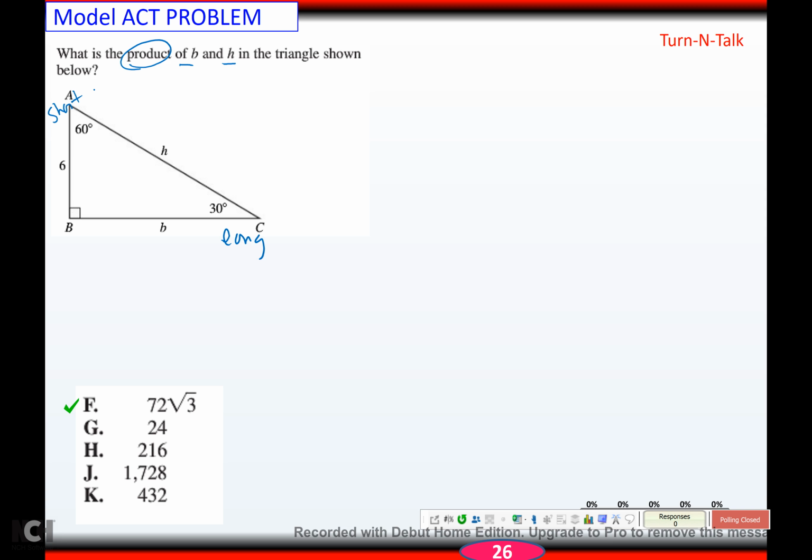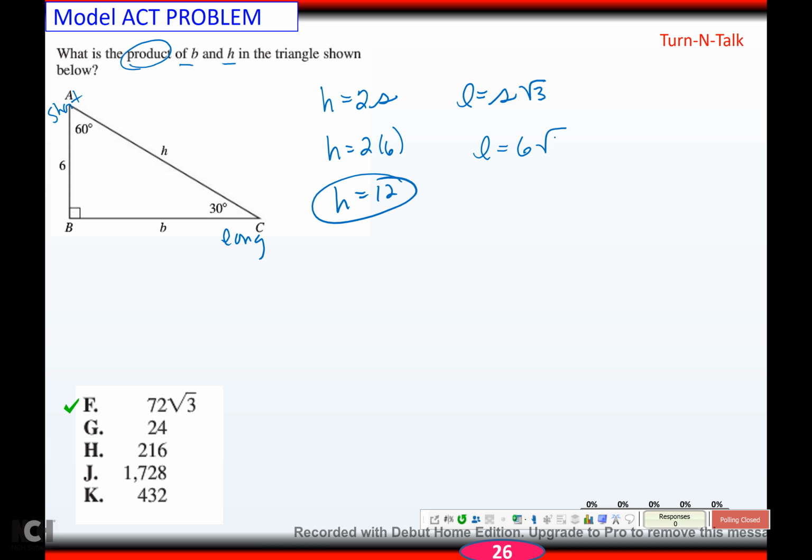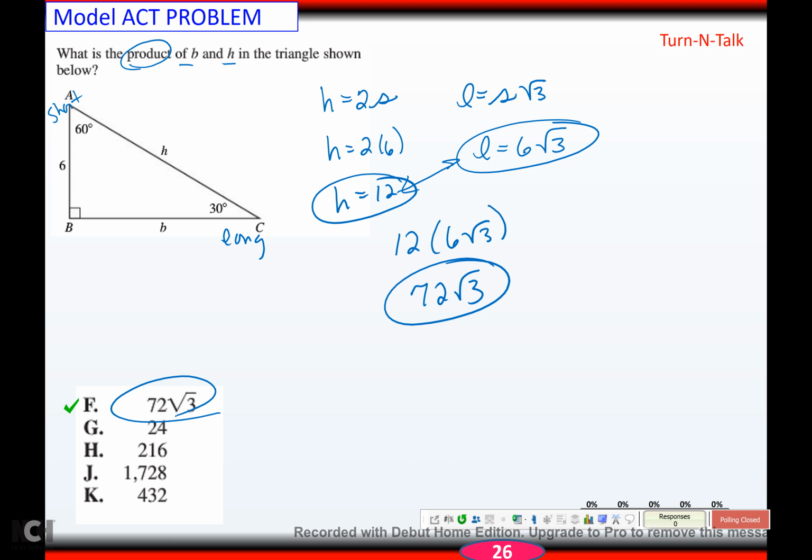And my formulas are that my hypotenuse equals 2 times the short leg, and my long leg equals my short leg times the square root of 3. So my hypotenuse equals 2 times 6, which gives me h equals 12. And then I get my long leg is my short leg times the square root of 3. So there's my long leg. So they want me to multiply these two together, which would be 12 times 6 square roots of 3, which is 72 square roots of 3.